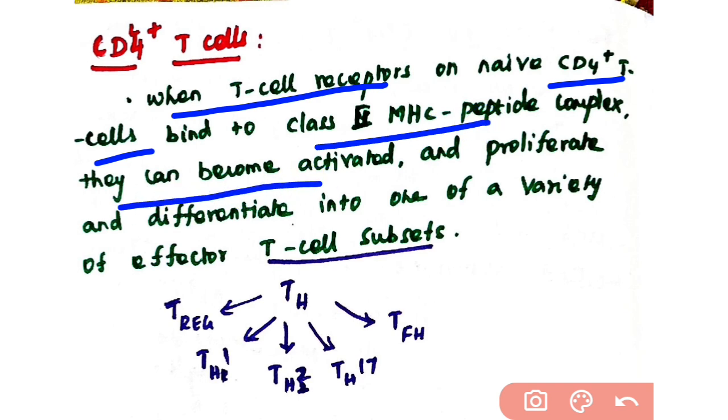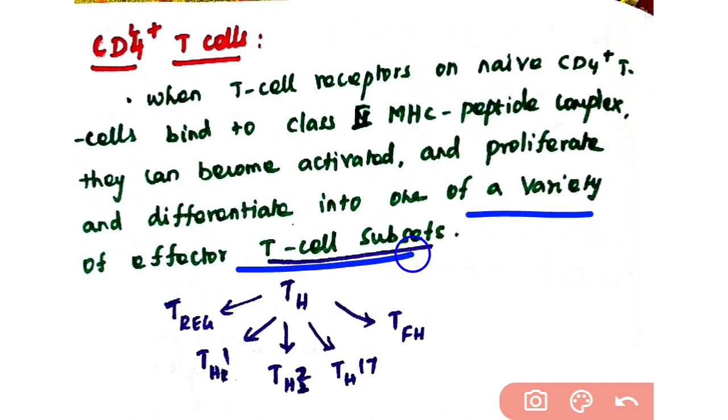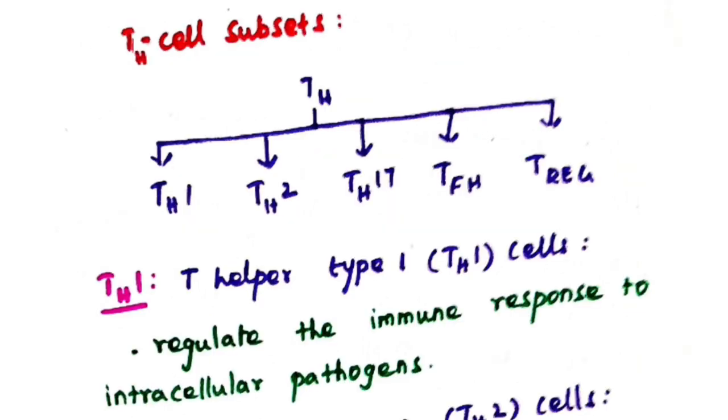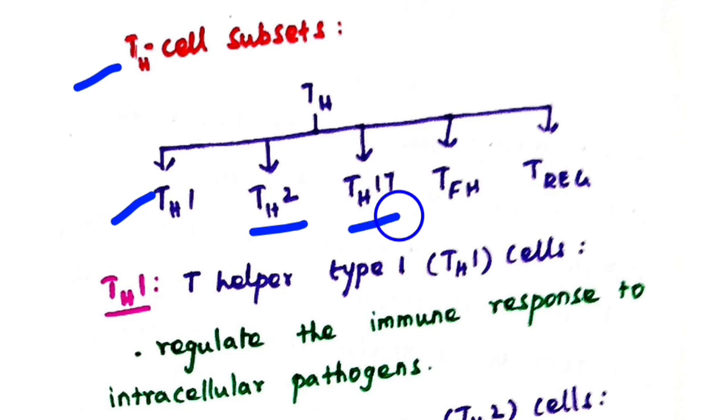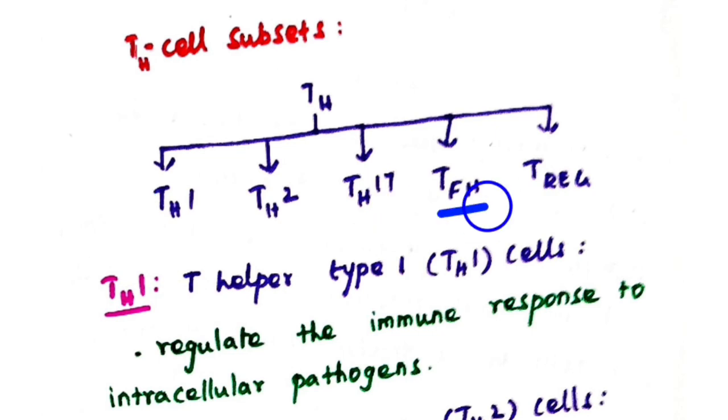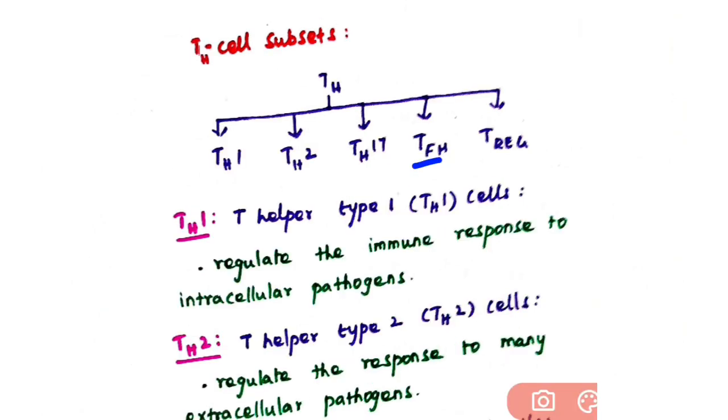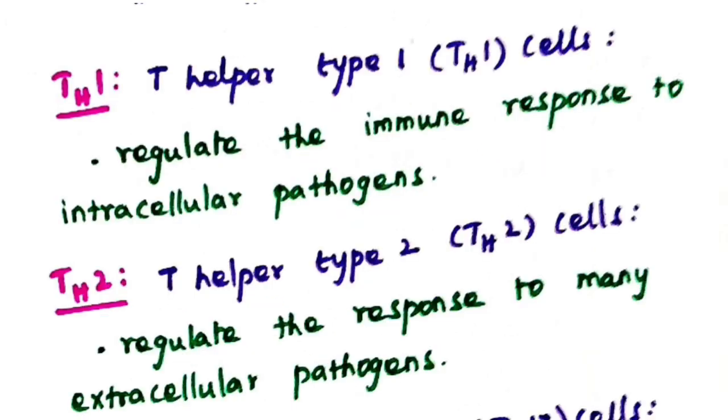Then they become activated and proliferate and differentiate into one of a variety of effector T cell subsets. Okay, there are 5 types of T helper cell. So TH cell subsets are T helper type 1 cells, TH2 that is T helper type 2 cells, then TH17 that is T helper type 17 cells, then TFH that is T follicular helper cells and TREG regulatory T cells. Okay, next let's see the functions of these TH cell subsets.